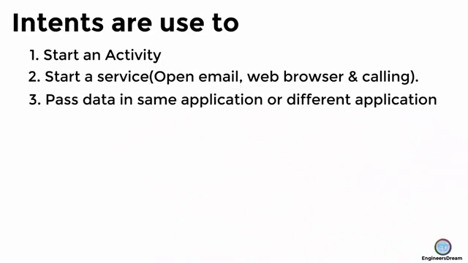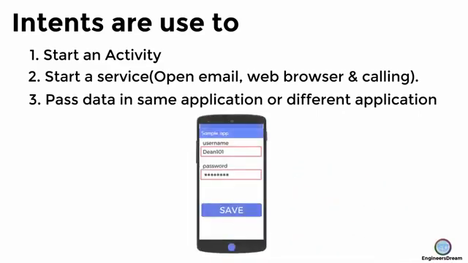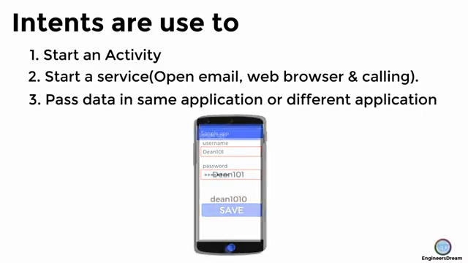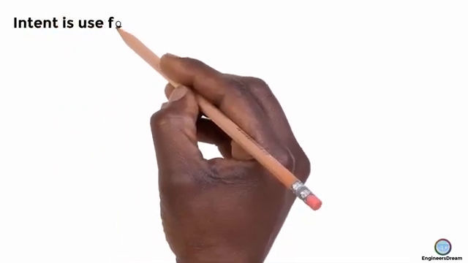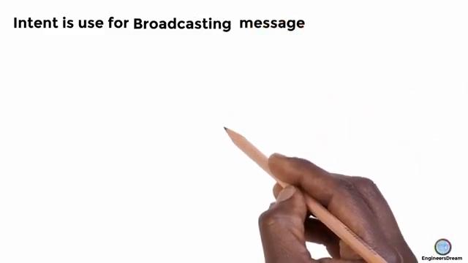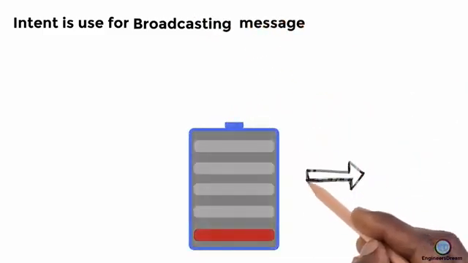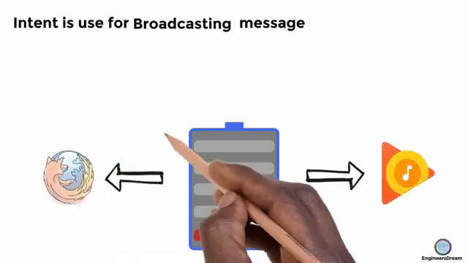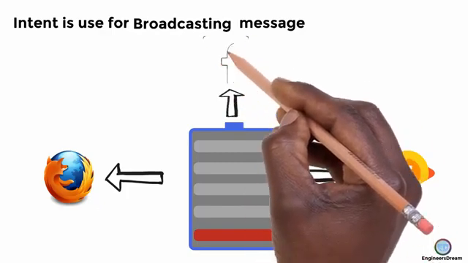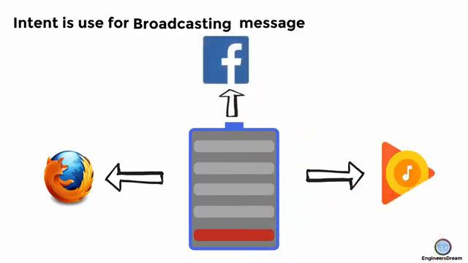In this case, as you can see, if the user types the username and password inside the edit text, then on the press of a button, this data will be stored, passed to the next activity and displayed over there using intents. Intents are also used for broadcasting a message. Suppose your phone has a low battery, then your Android operating system will pass a message to all the applications saying that the battery is low, and the other applications will receive this message via the broadcast receiver. This communication between the OS and the application is carried out by intents.